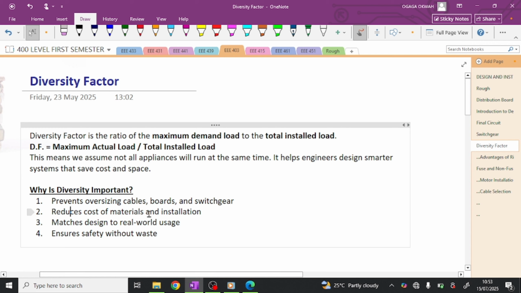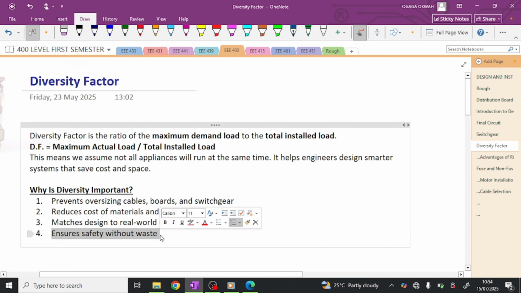Now, to reduce cost of materials and installation, I said that just now about getting a smaller size, and of course smaller size means less cost. Then it matches design to real world usage. Consider how power is used domestically and how it's used industrially. With that real world consideration, we make our installation and buy the proper materials based on that. Now also, it ensures what?